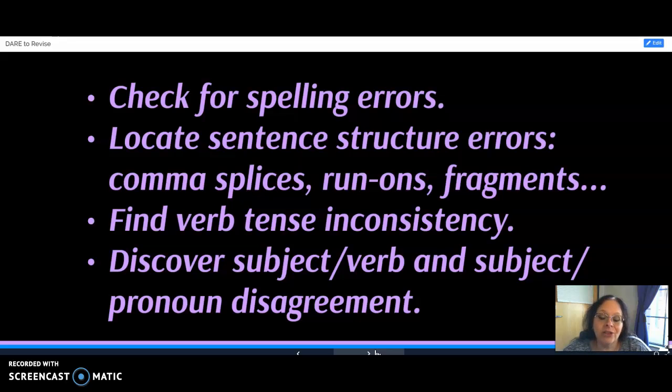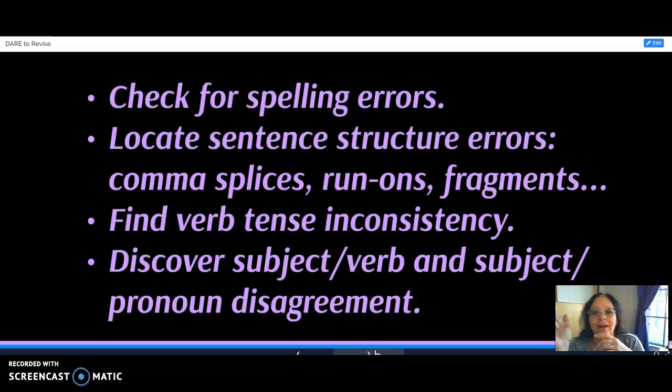Locate sentence structure errors. Can't even say it. Sentence structure errors. These are the three most common. Comma splices, where you have two sentences with only a comma to connect them. A comma's not strong enough. Usually you need a conjunction after it, such as but, or, yet, for, and, nor, so. Sometimes that's all you need, or that comma just needs to be a period.